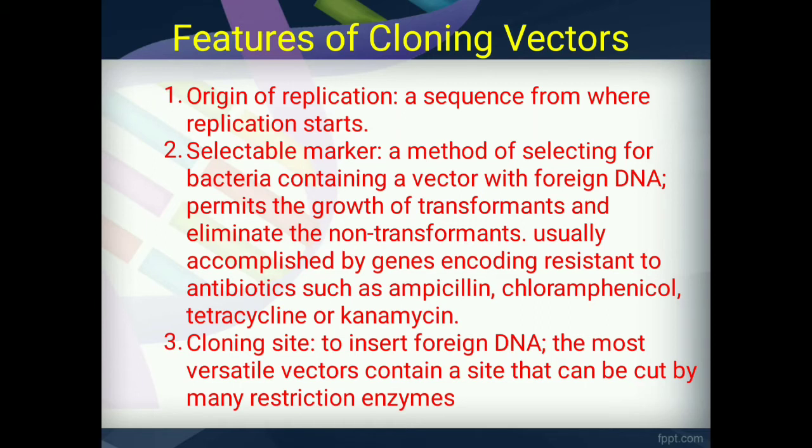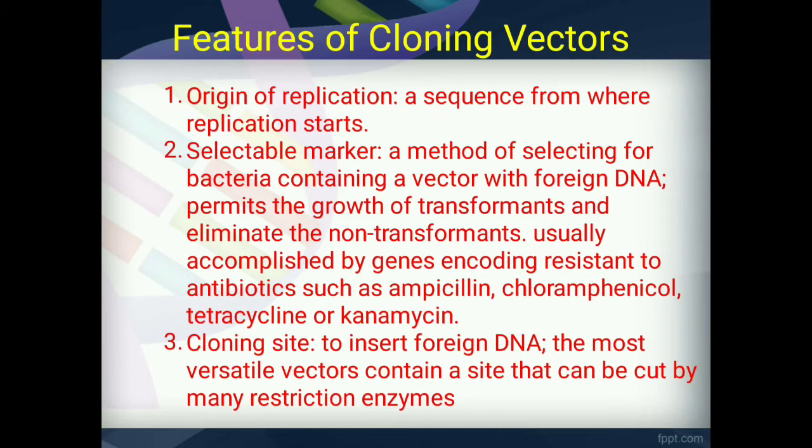As a mosquito carries the plasmodium and causes malaria, because the malarial parasite invades the human blood cell, similarly vectors are just carriers. They only carry the genetic material; they do not involve themselves. So, a replication origin is required, a selectable marker is required, and a cloning site is required, where to insert the foreign DNA.